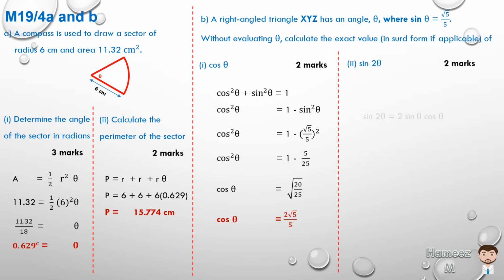So sine 2 theta is equal to 2 sine theta cos theta using our double angle formula. And if we substitute, it will be 2 times root 5 over 5 times 2 root 5 over 5. So that works out to be 2 times 2 is 4. Root 5 by root 5 is 5 over 25. So the 5 cancels, so we're left with 4/5. So sine 2 theta is equal to 4/5.